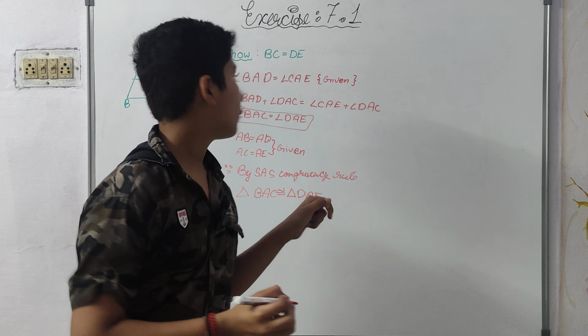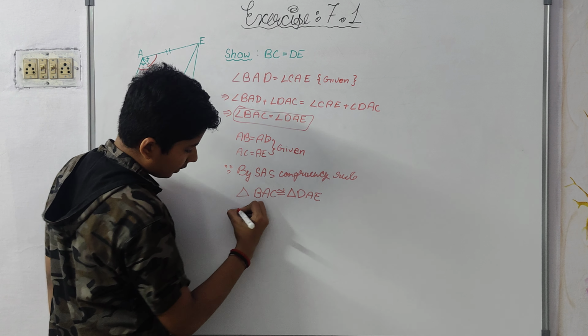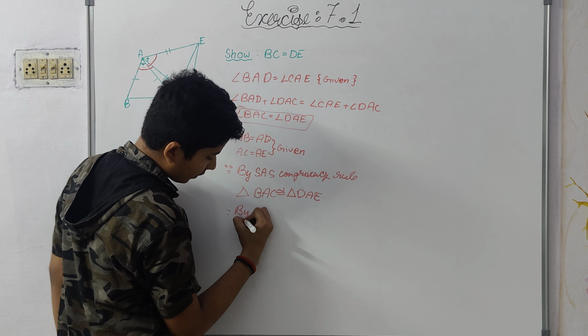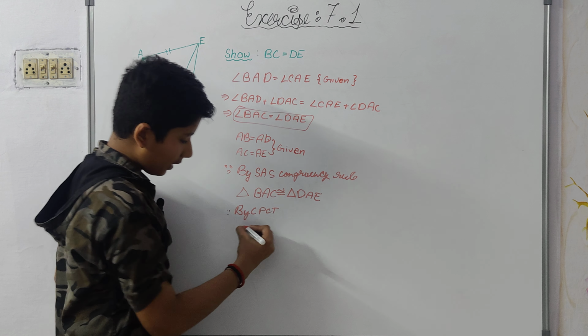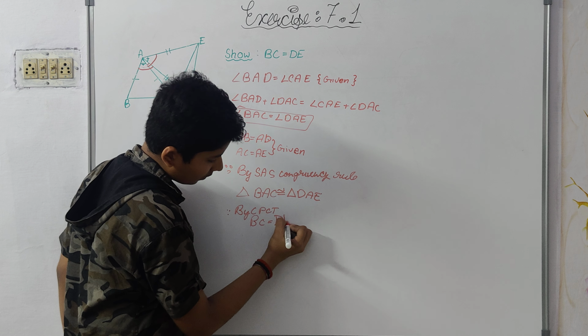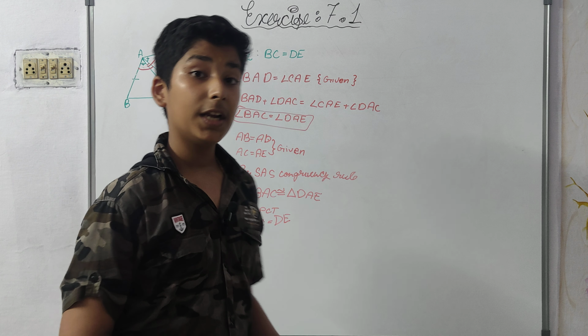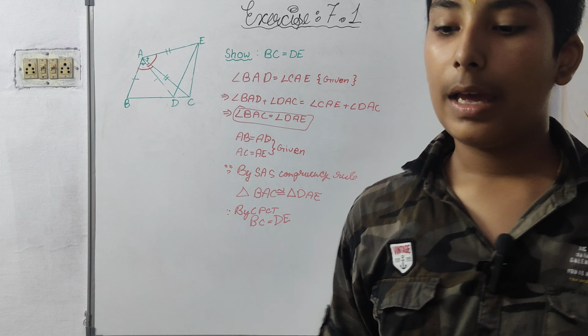But we didn't have to prove this. We had to prove that BC equals DE. So we will say by CPCT, BC equals DE, and hence proved.